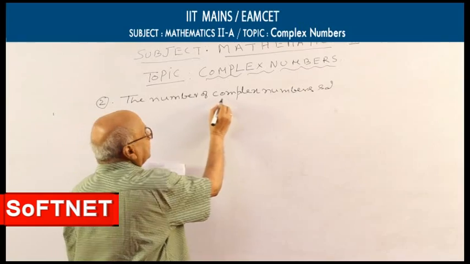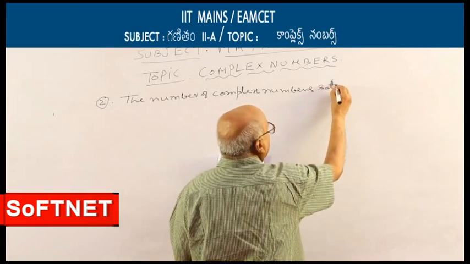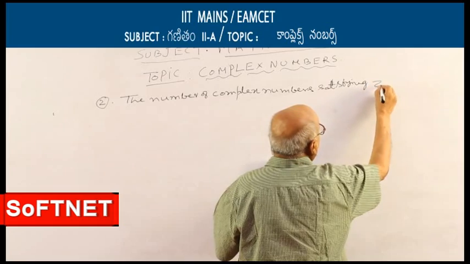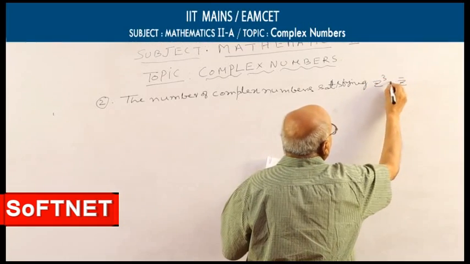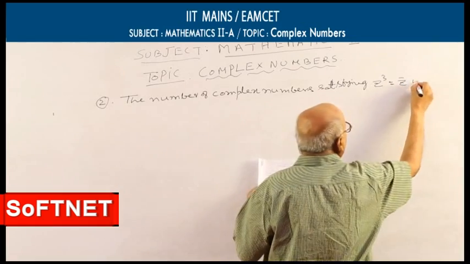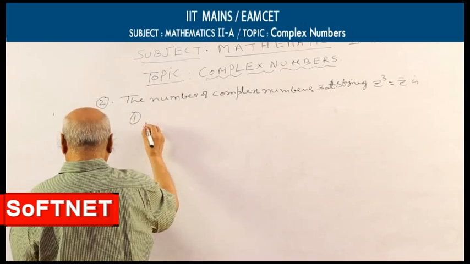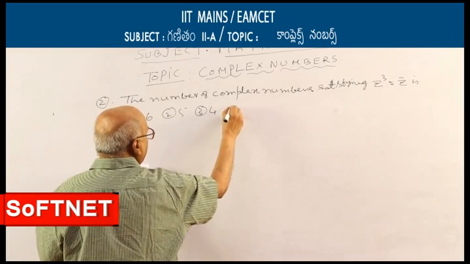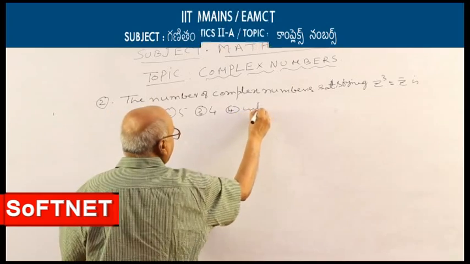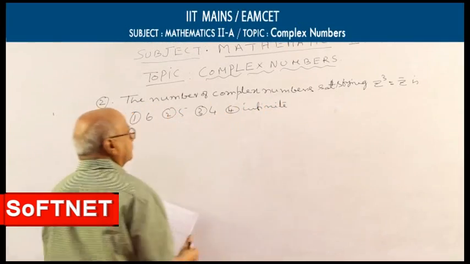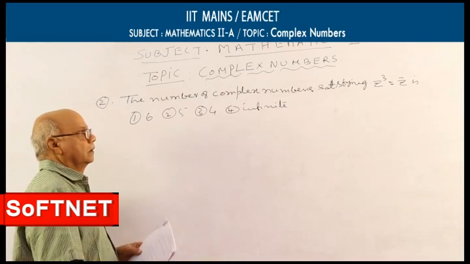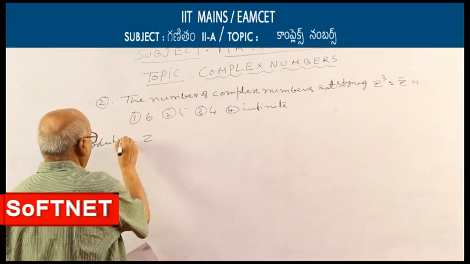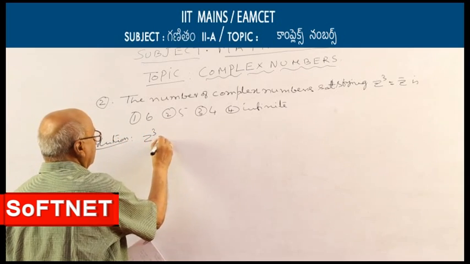The number of complex numbers satisfying Z cubed is equal to Z bar is: 1, 6; 2, 5; 3, 4; and 4, infinite. Solution: Z cubed is equal to Z bar.